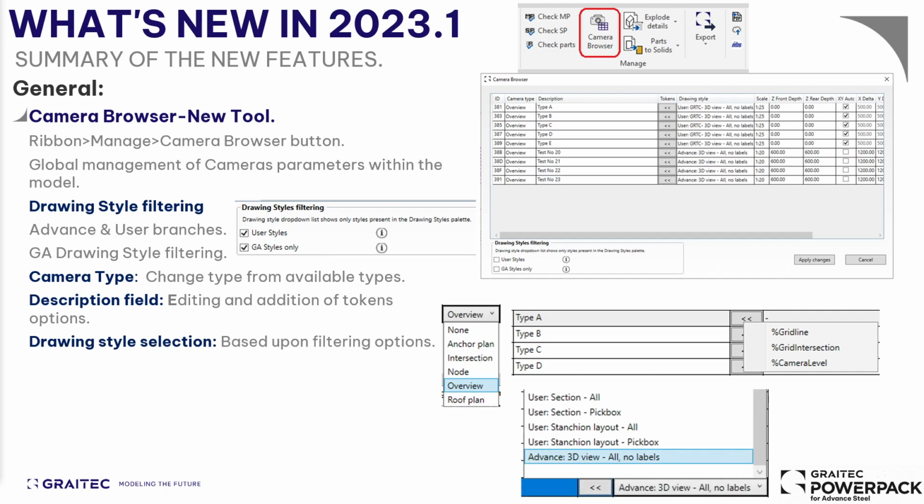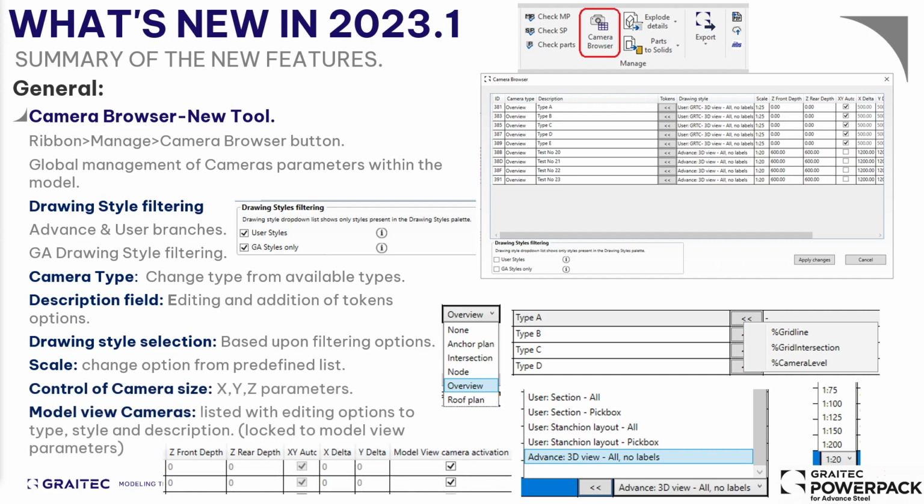And obviously the drawing style selection is based upon the filtering that you've set previously. And also it will recall the default style that is currently set within the camera. So in the example below, I obviously have an advanced style set, but I'm wanting to browse to the user branch of the style system. Obviously scale is pretty obvious. You see the scale lists available within Advanced Steel within that drop down dialog, so you can change the scale of the camera itself.